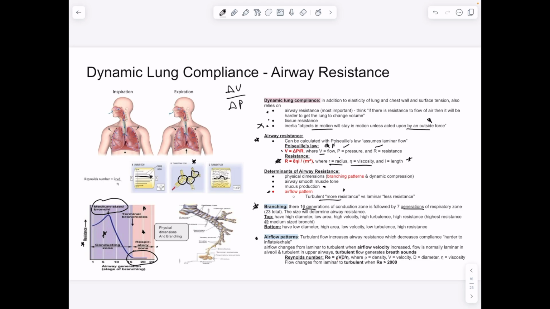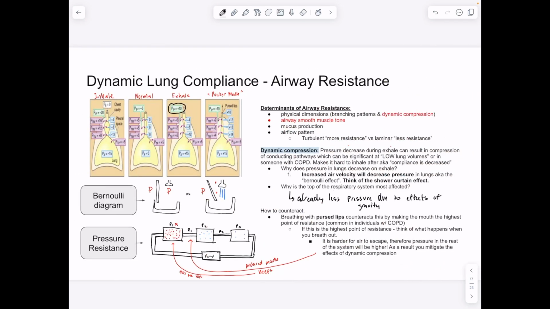All right, so airflow patterns we're familiar with. If you want to see if it's turbulent, you use Reynolds number. Just throw in the values: density times velocity of the fluid, times diameter of the vessel, divided by viscosity, and then it's turbulent if you're over 2,000. Sometimes we see 2,200 as the number, but over 2,000, you can say it's turbulent or likely turbulent.